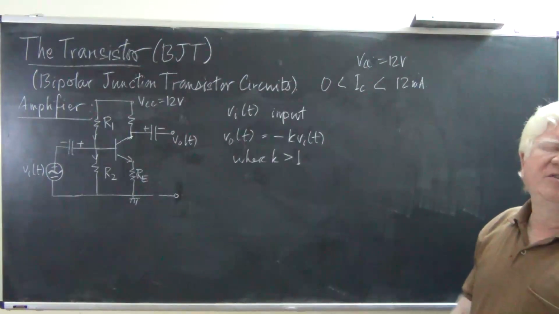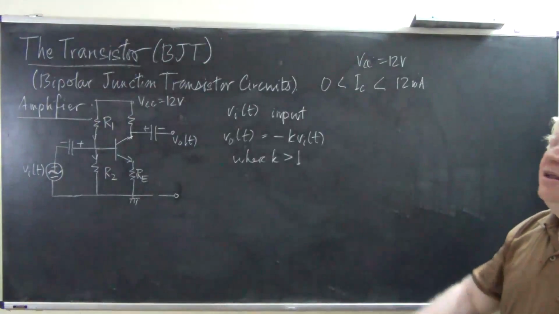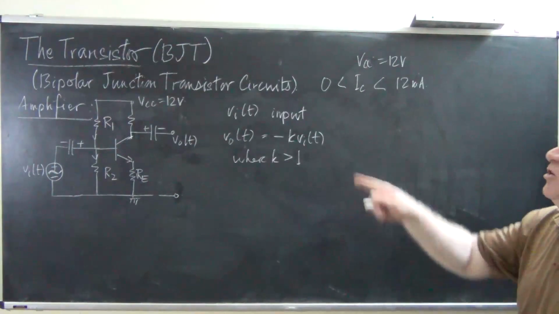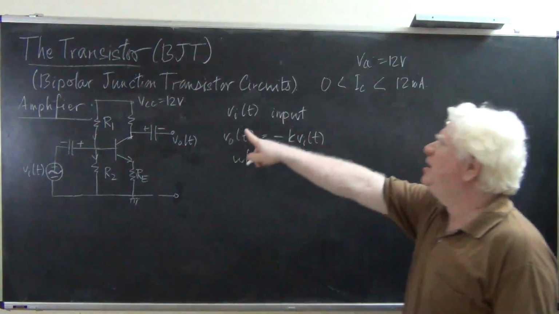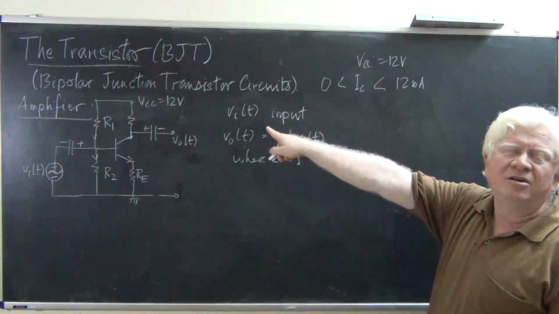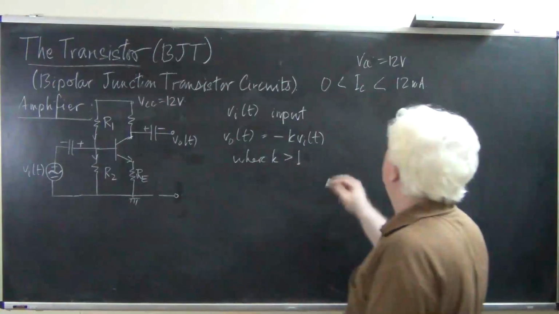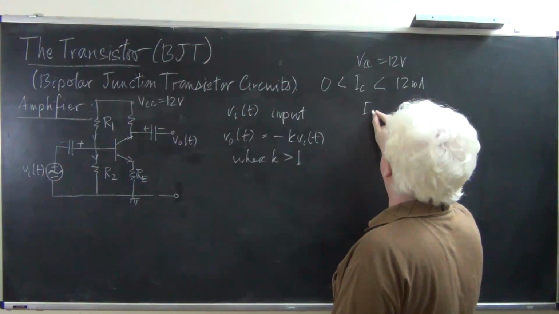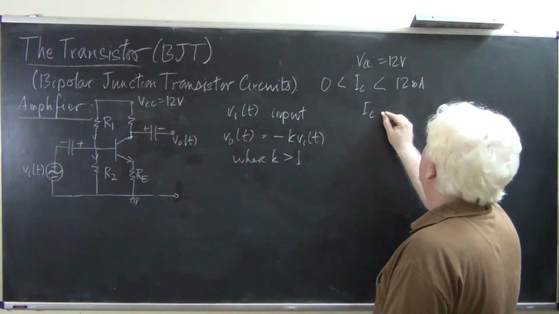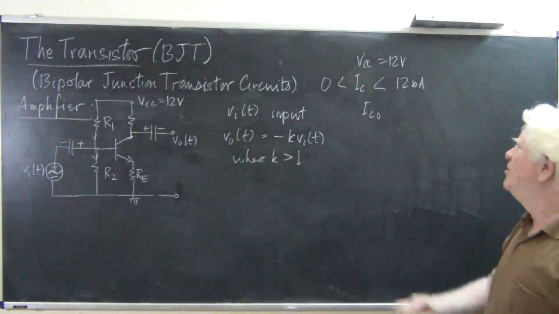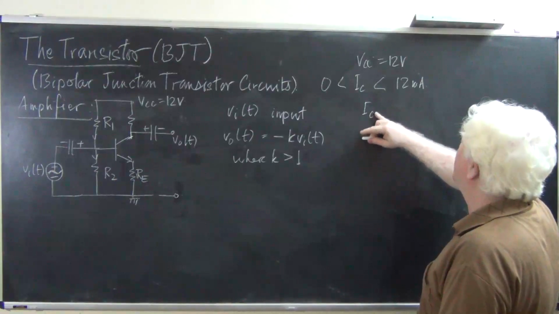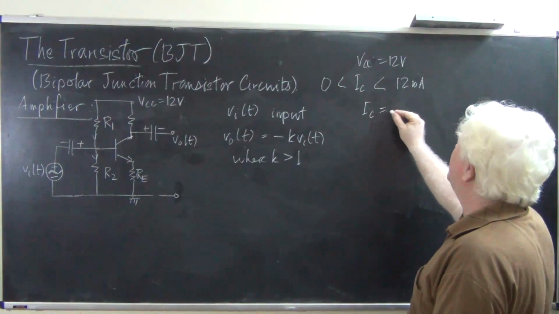This should be the collector current. When zero input is applied from the input source, there should be a collector current, a quiescent current of 6 milliamps. So we want IC to be kept at 6 milliamps.